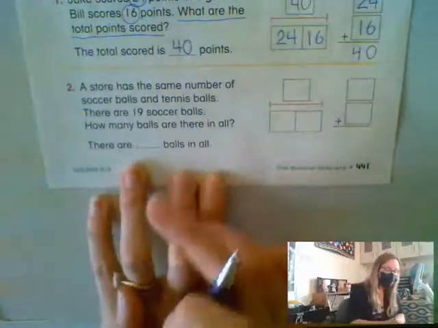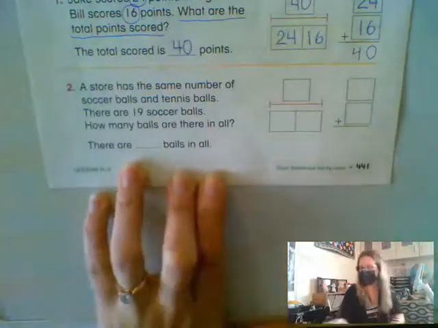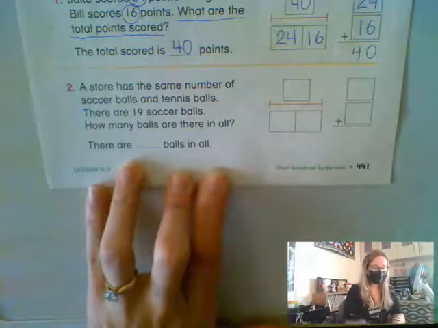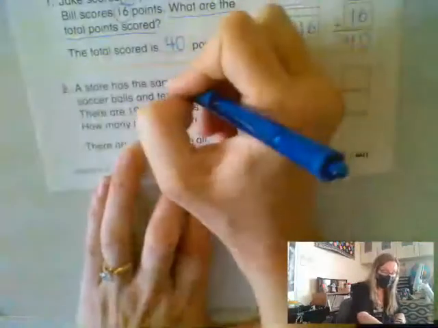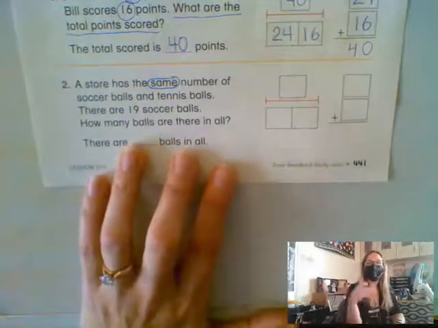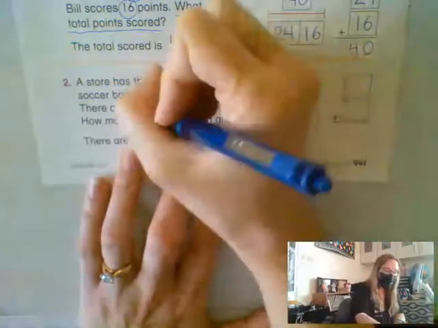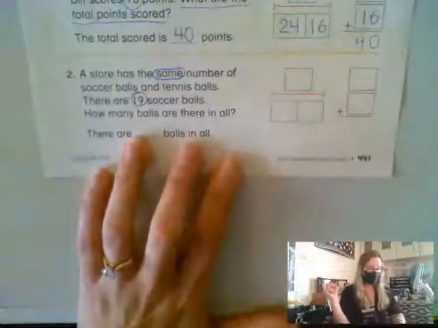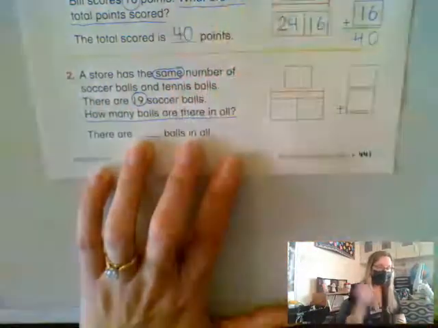Isaac, it says a store has the same number of soccer balls as tennis balls. Same number. Okay, so circle where it says same so we don't forget that. So there's soccer balls and tennis balls, and they have the same amount. It says there are 19 soccer balls. How many balls are there in all?